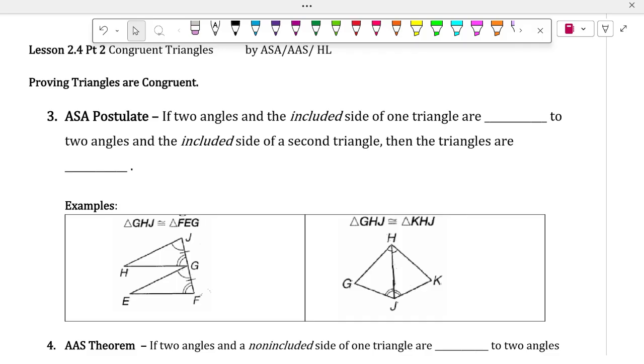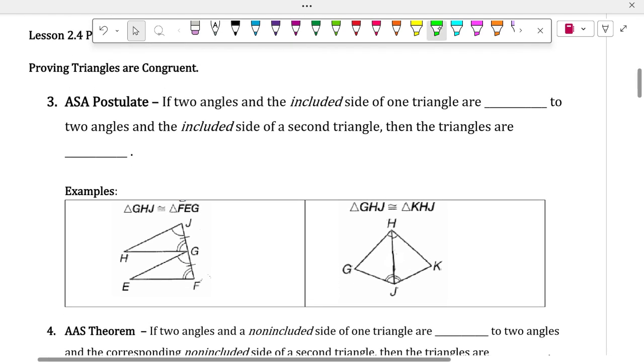No other combination works to show it's congruent. It doesn't give you enough information. So SSA, ASS, AAA, none of those work.